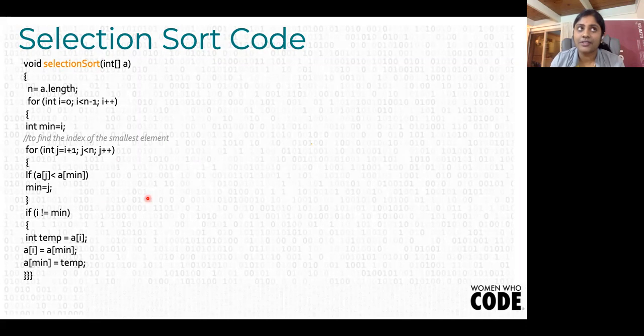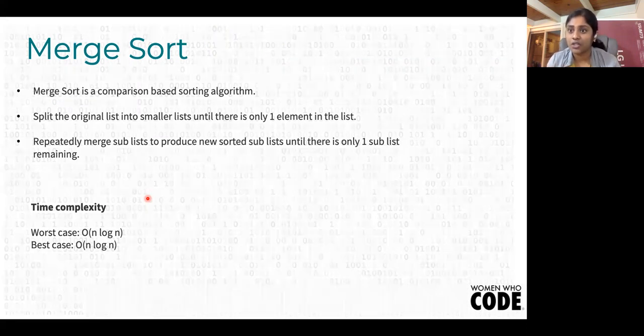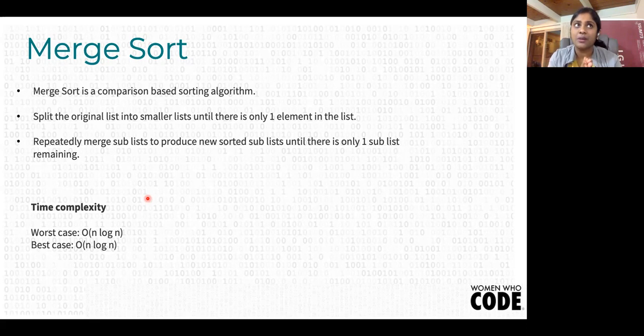Let's go over the next sorting technique, which is the merge sort. Merge sort is a commonly used sort, and it has two steps. One is the splitting portion, and the second one is the actual merge portion. If there is a list of elements given to us, we split the elements into left and right arrays. Keep doing that until you have just one element left in the list.